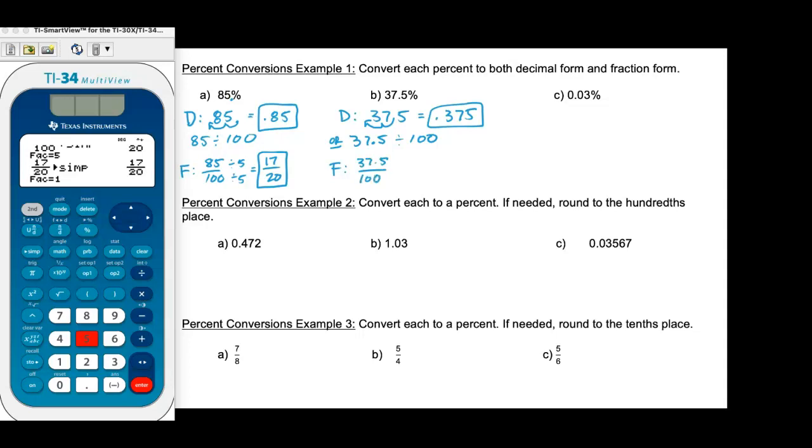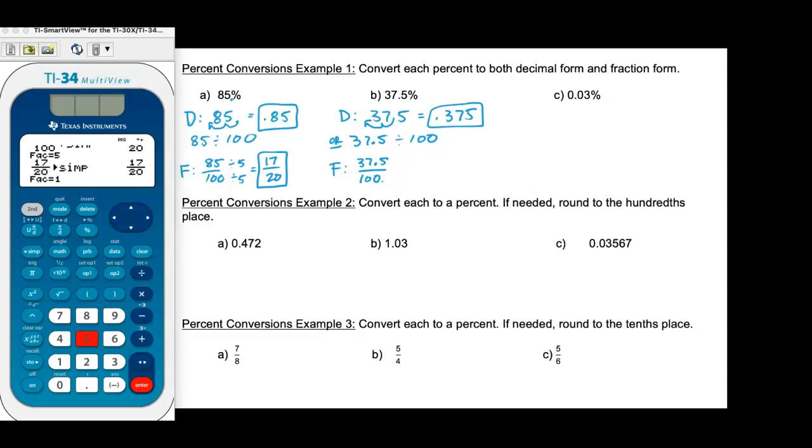And then for the fraction, this one's a little bit more complicated because you take the 37.5 and write it over 100, but it's actually not proper to leave a decimal as part of a fraction. So you have to do a little trick to get rid of that decimal in the fraction. One thing you can do is always multiply the numerator and denominator by the same number.